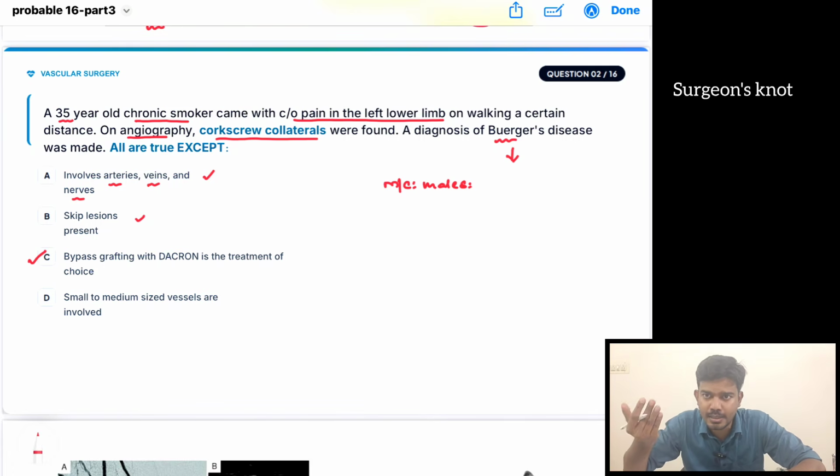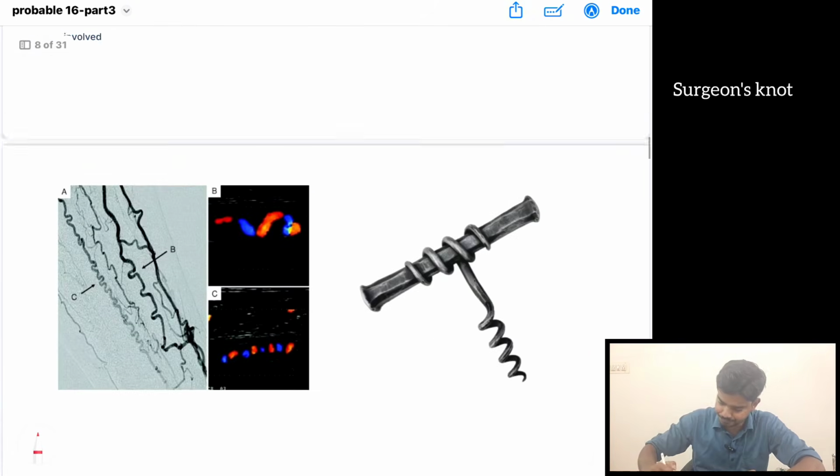So for Leriche's syndrome, what is Leriche's syndrome? That is a block in the aortic bifurcation. அப்ப என்ன மெட்டீரியல் யூஸ் பண்ணுவோம் for grafting? Dacron. Suprainguinal Dacron, infrainguinal reversed saphenous vein graft. Synthetic use பண்ணா PTFE. Okay, this can be asked in the examination, so remember.